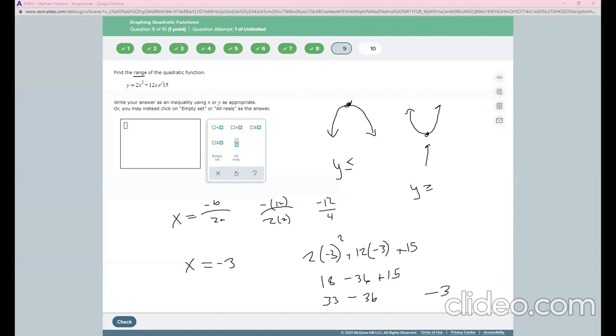Since we know this is a smiley face like this, that means all of the y values are going to be greater than the vertex. So I just need to put the -3 right there. All the y values are less than the vertex if it's negative. All the y values are greater than the vertex if it's a positive smiley face, because the vertex is either the maximum or the minimum. So I'm just going to go ahead and type this in. We have this one, and our y values, because we're talking about the range, are all greater than or equal to -3.